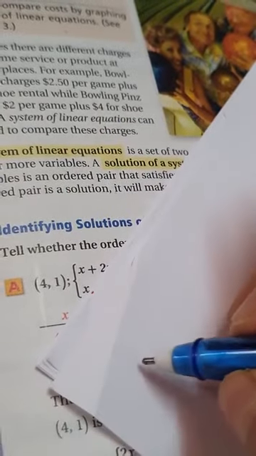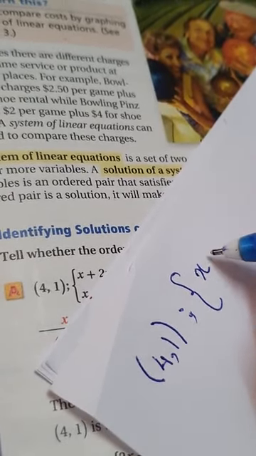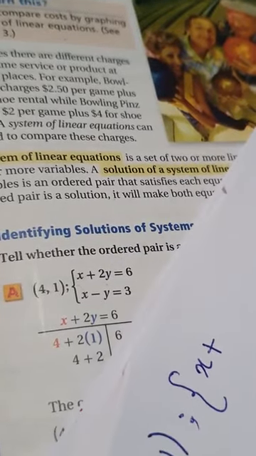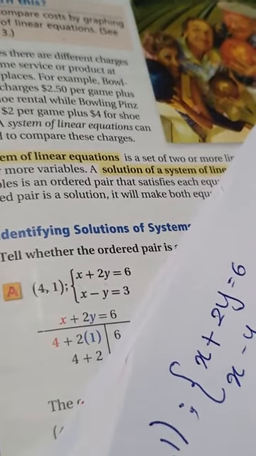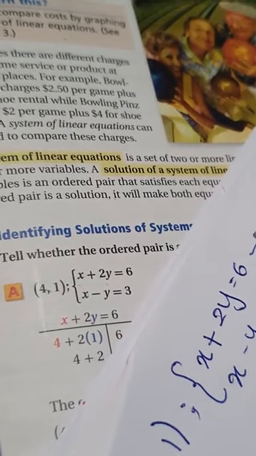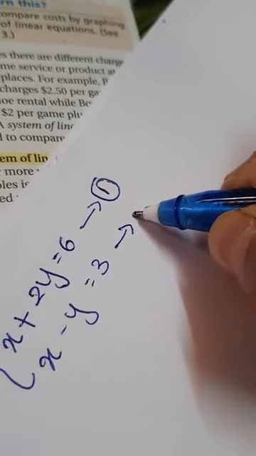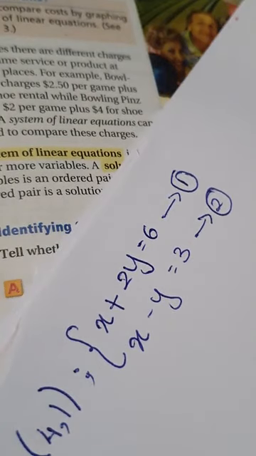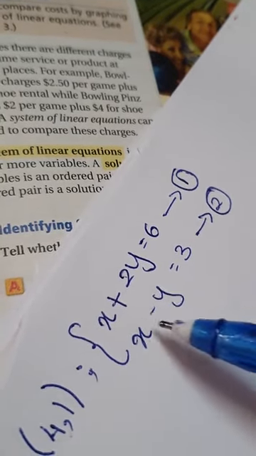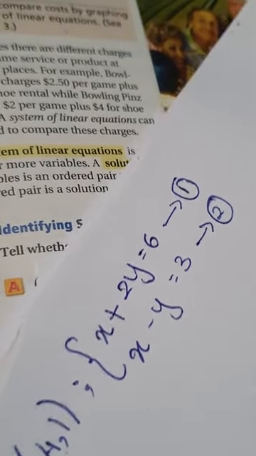The ordered pair given for you is (4, 1), and the linear equations given are x plus 2y equals 6, and the other one is x minus y equals 3. Okay, so let me name this as equation 1 and this as equation 2. Now, in this question you only need to check whether this is an answer for these equations. That's all. So what we are going to do is draw a table like that.